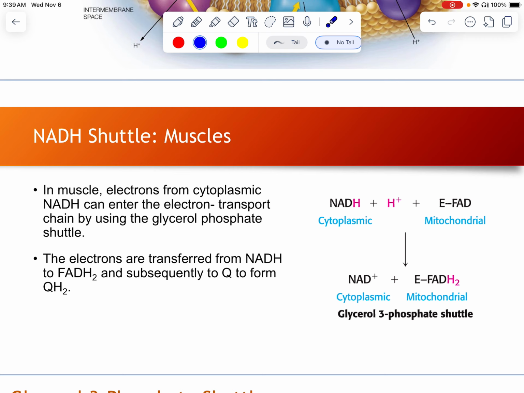But in short, we're going to transfer those electrons. So those electrons that start in our NADH are going to get transferred to FAD and then to Q. NADH is a huge molecule, and there just aren't transporters that'll take that whole molecule into the matrix. All right, let's take a look.